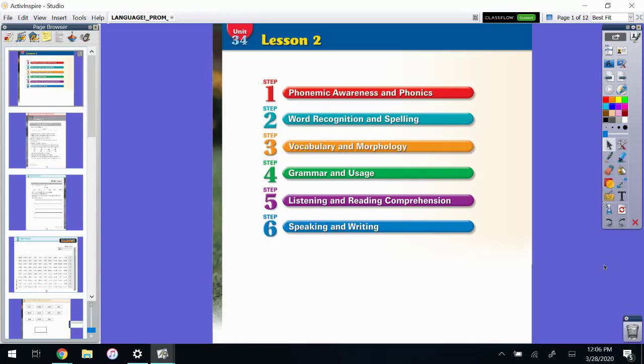Today we're going to do Unit 34, Lesson 2 in your language book. Our first step is phonemic awareness and phonics. And today we're going to be learning new sound spelling patterns for n as in sign and m as in limb.